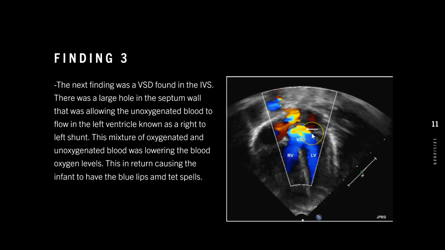So right here you can see the blood traveling from the right side to the left, and it's mixing, and you can tell by the different colors right here that you have turbulence going on.